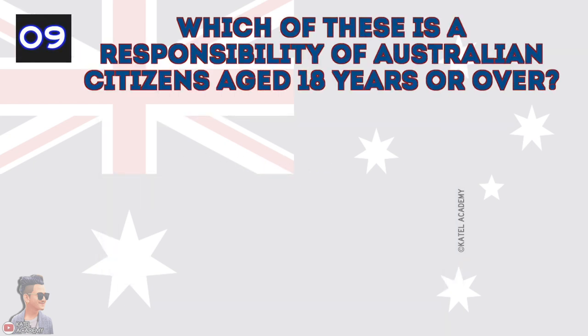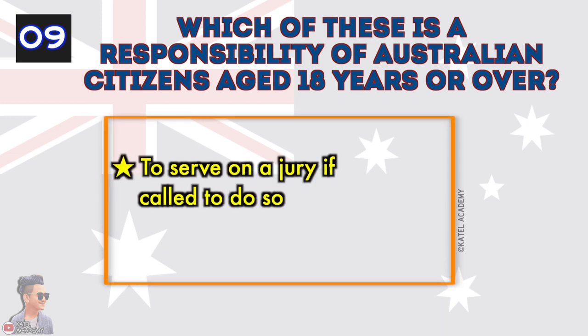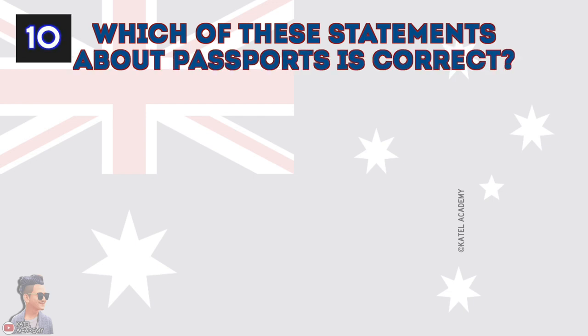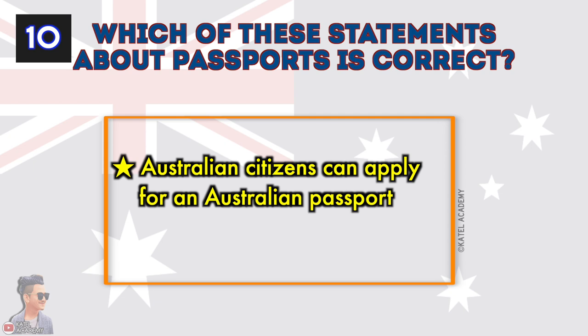Which of these is a responsibility of Australian citizens aged 18 years or over? To serve on a jury if called to do so. Which of these statements about passports is correct? Australian citizens can apply for an Australian passport.